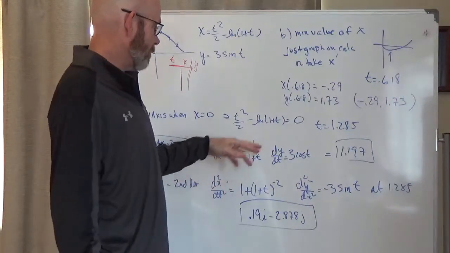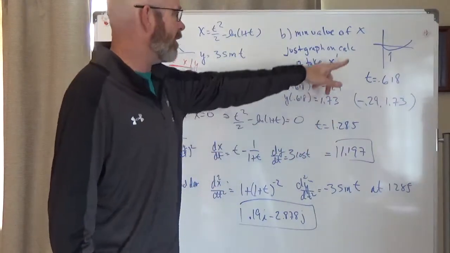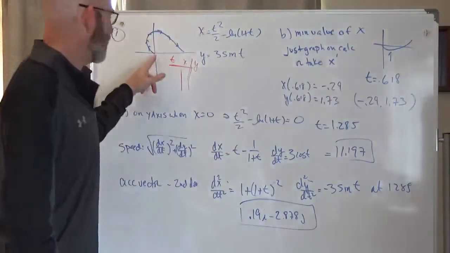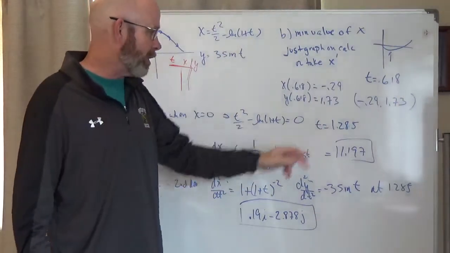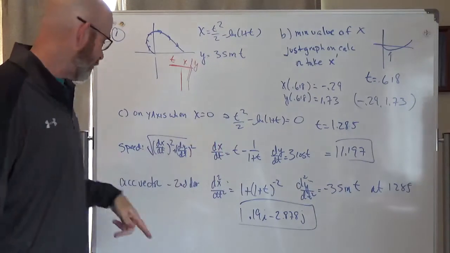It's at 1.285. There's also one at 0, of course, but I don't think that's the one they were talking about. That was a starting point, so I ignored that one. So I got 1.285. It asks for the speed and the acceleration vector.